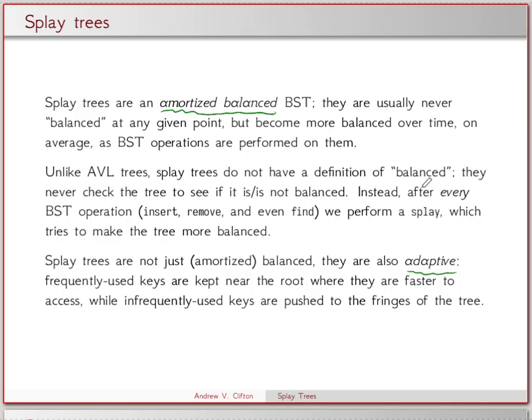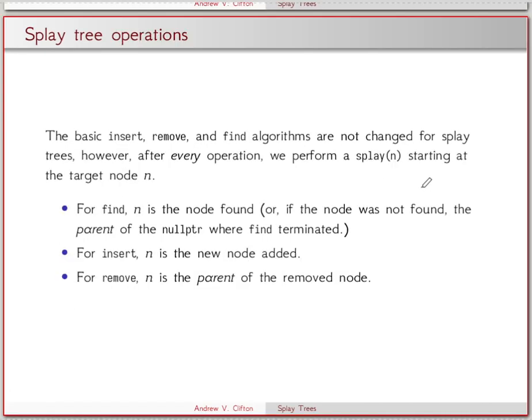Like AVL trees, splay trees rely on rotations to manipulate the structure of the tree while preserving the binary search order property. So we're going to keep the basic insert, remove, and find operations from binary search trees, but after every operation, and yes, that includes find, we're going to perform a thing called a splay starting at the target node.